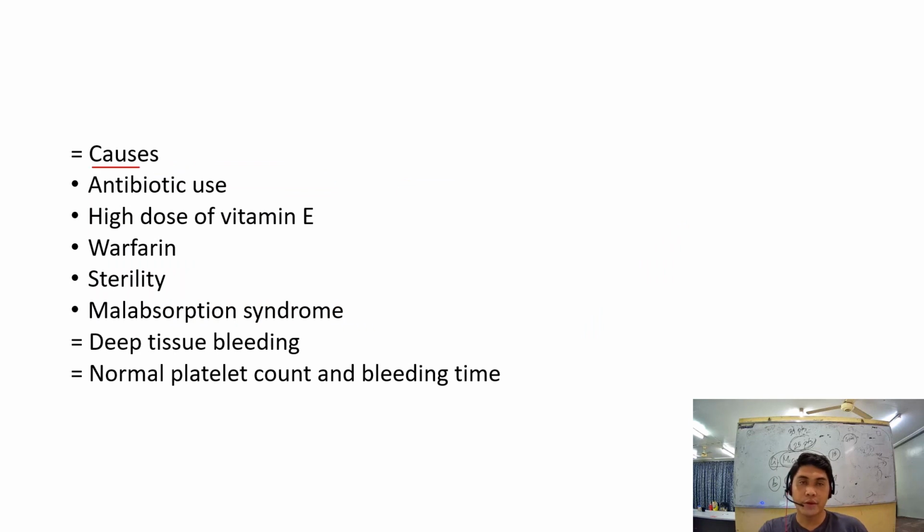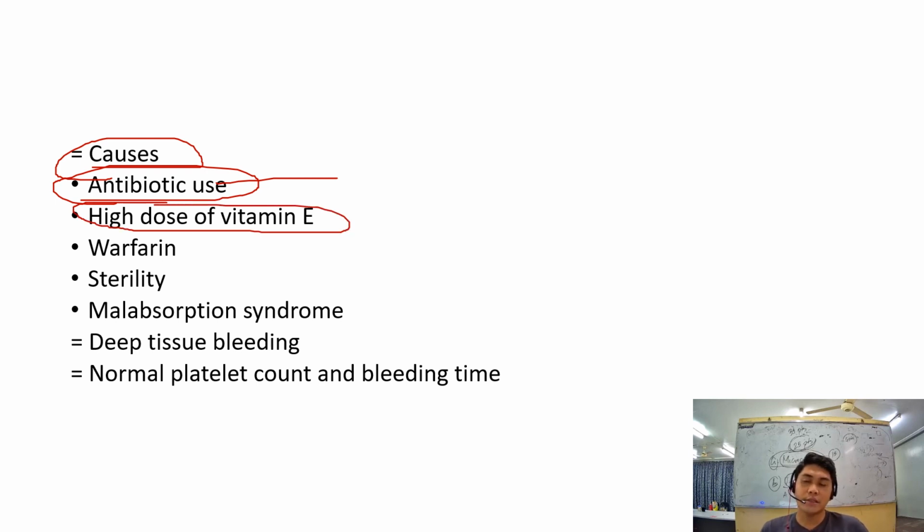Okay. So causes of vitamin K deficiency, you have use of broad spectrum antibiotics. So it will also kill your normal flora. So if there's no normal flora in your gut, there will be less production or less source of vitamin K, so there will be a decrease in vitamin K in your body. Then high dose of vitamin E, because vitamin E inhibits epoxide reductase, and epoxide reductase is the enzyme that is important in the conversion of inactive form of vitamin K to its active form. Another, warfarin, same with vitamin E, it inhibits epoxide reductase.